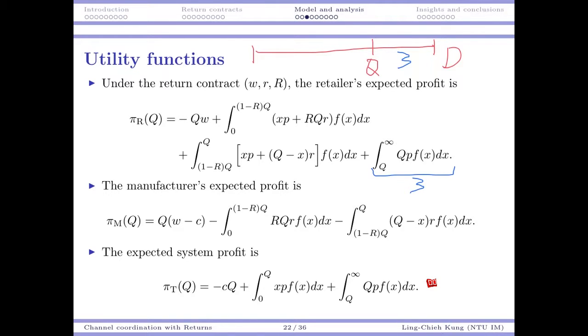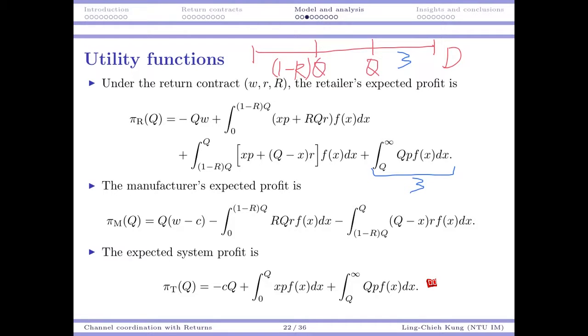How about the case that demand is less than quantity? In that case, we need to distinguish between two cases. One critical quantity is 1 minus R times Q. This is because the manufacturer may not allow the retailer to return everything. Let's say if capital R is just 1/2, then if you order 1,000 units, you are only allowed to return 500 units. So when I have this capital R, I know if I sell a lot, then those remaining products can be returned. Otherwise, I cannot return everything.